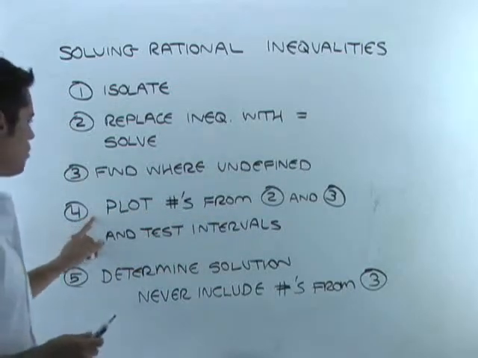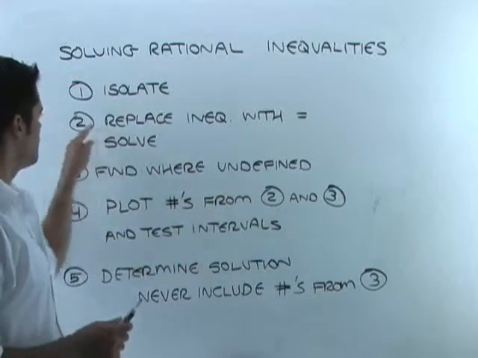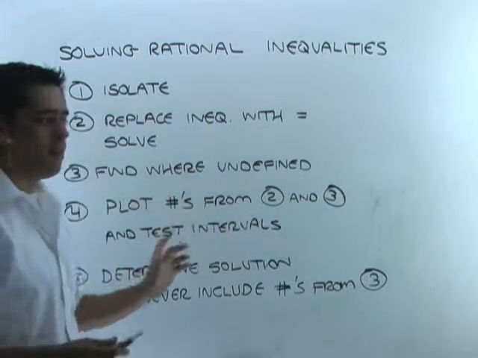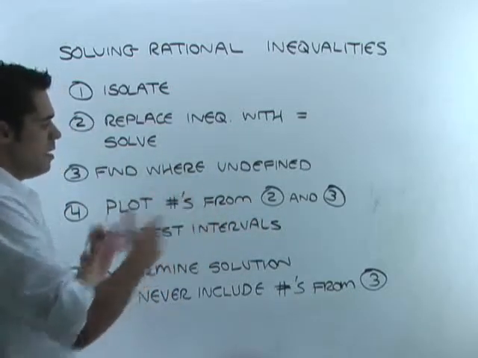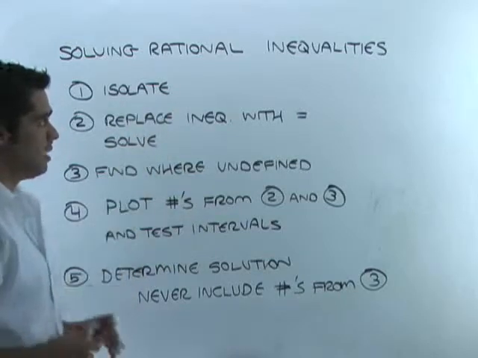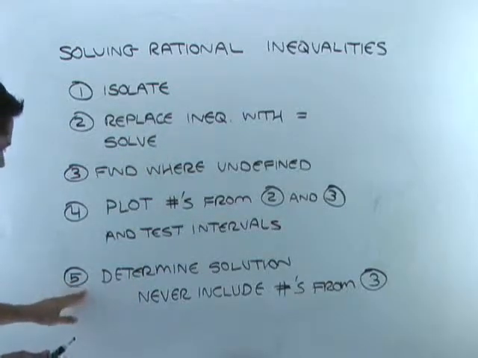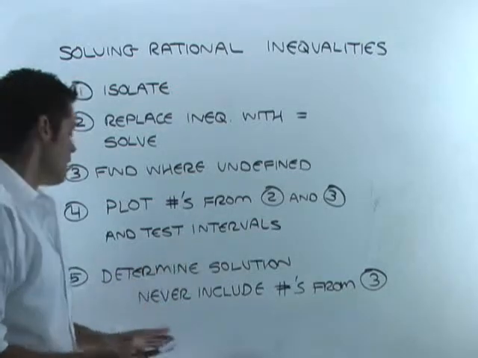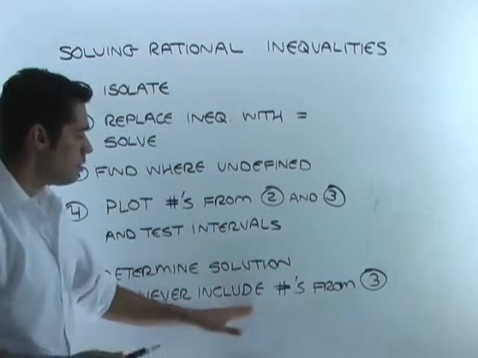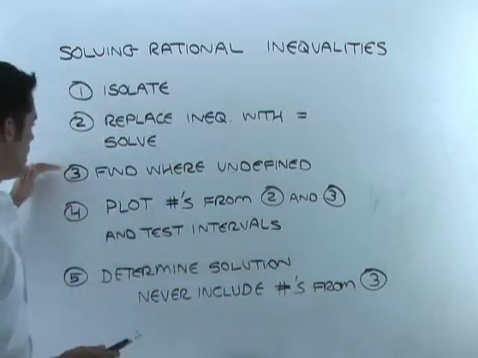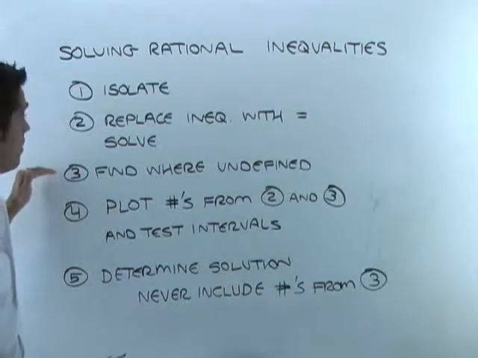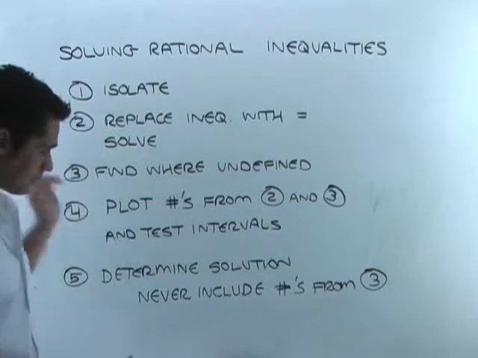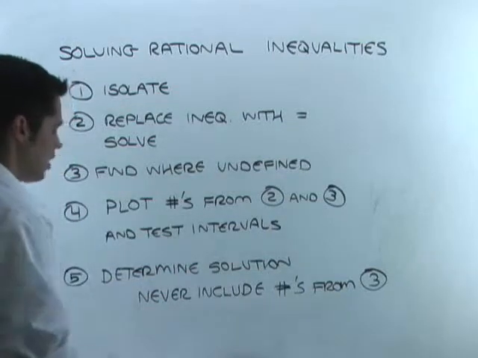Then on number 4, we plot both of the answers from 2 and 3 on a number line, and we pick our test points and then plug them into the original inequality. Then part 5, from that we will determine all of our solution intervals, and remember that we will never include the numbers from part 3 where our rational inequality was undefined in our final answer. So let's take a look at an example.